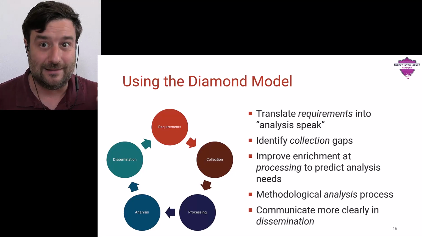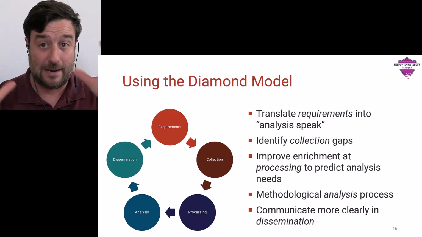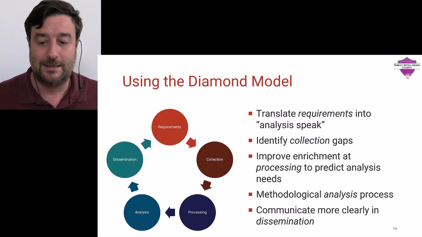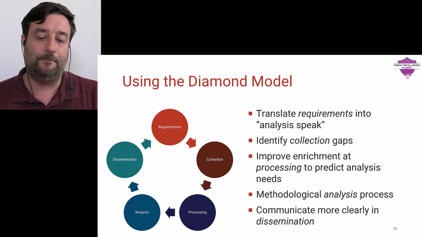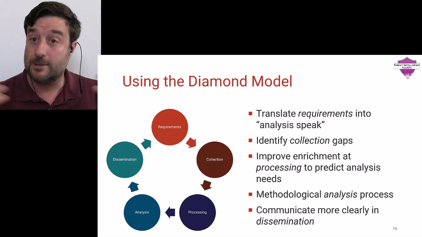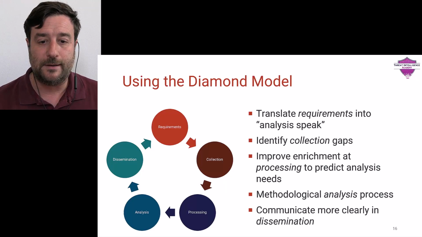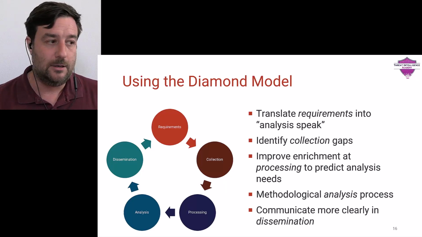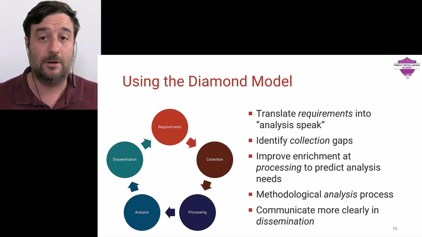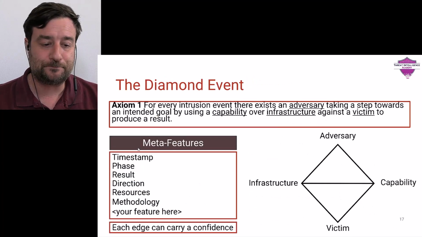You can also identify collection gaps with this. You can say, okay, this is the question we have because the diamond model shows that there's a gap here, and we can actually ask the question, well, where should we go get that data? We can move all the way through it, and we will, but then we can talk about dissemination. How do we communicate better? If you have a similar lexicon using the diamond model, then you will have more beneficial communication, less communication errors.